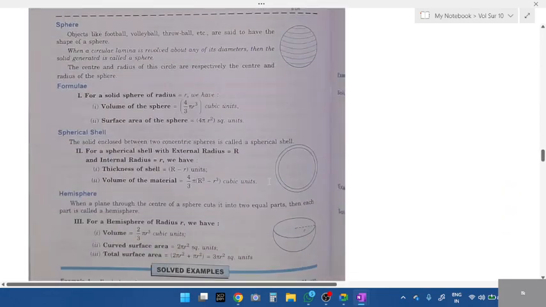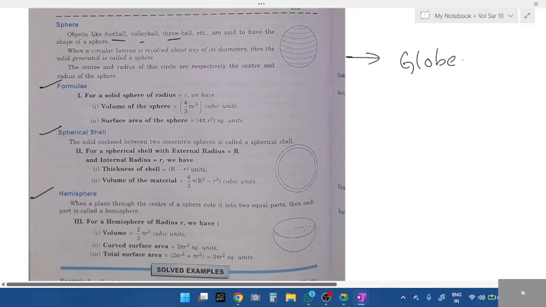Next, sphere. This is what a sphere looks like. Example, a globe. The shape of a globe is a sphere. A football is a sphere. Volleyball, football, throw ball are said to be spheres. Fine. So this sphere also has three parts. One is the solid part. The other one is spherical. If they cut this football, volleyball, basketball, anything into two parts, it gets split like this. Spherical shell, hemisphere.